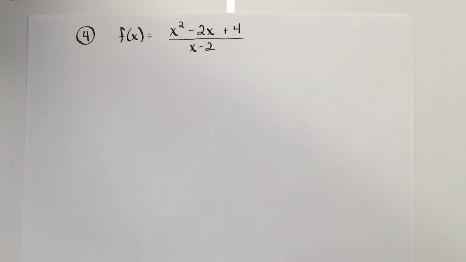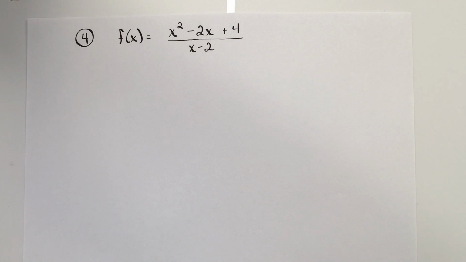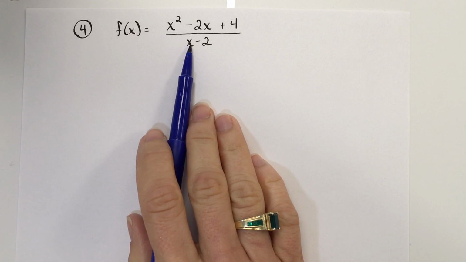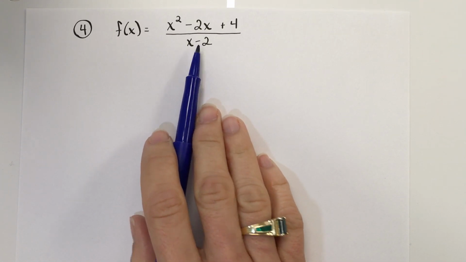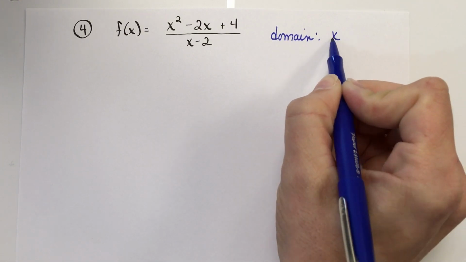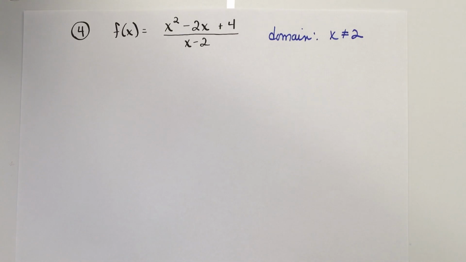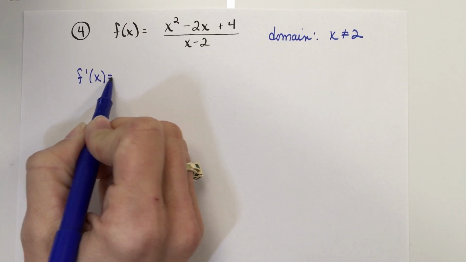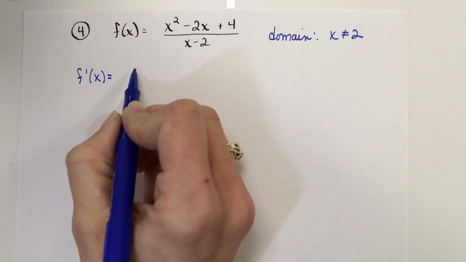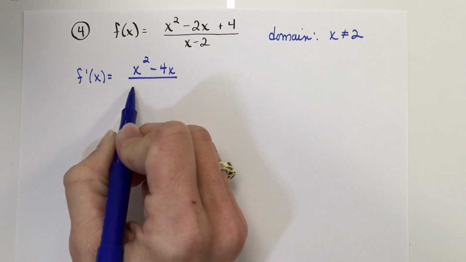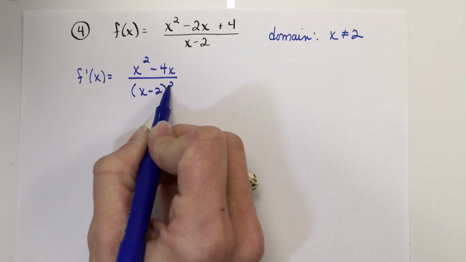Okay, so first of all, let's discuss the domain of this function. And of course, your domain is going to have to exclude positive 2 because positive 2 is going to make your denominator equal 0. Okay, so we need to keep that in mind as we go through. All right, your first derivative, you're just going to have to use your quotient rule in order to find it, but that's going to end up being x squared minus 4x divided by x minus 2 squared.